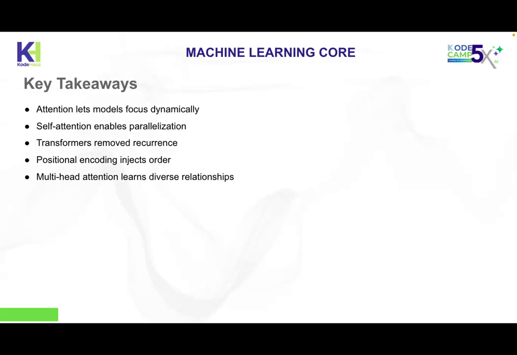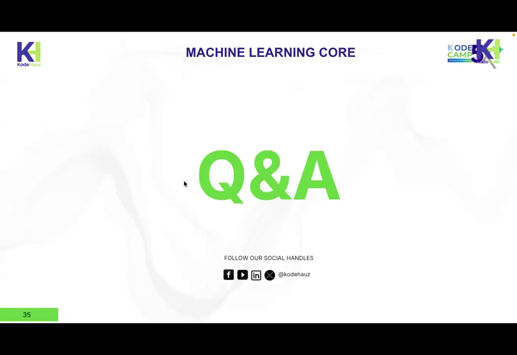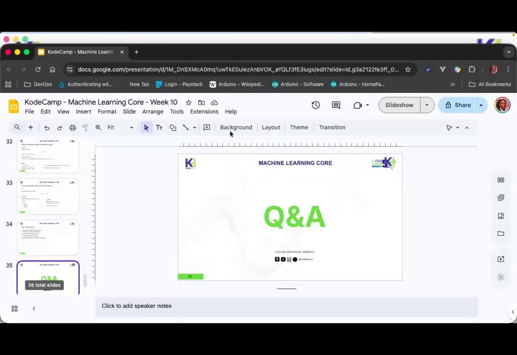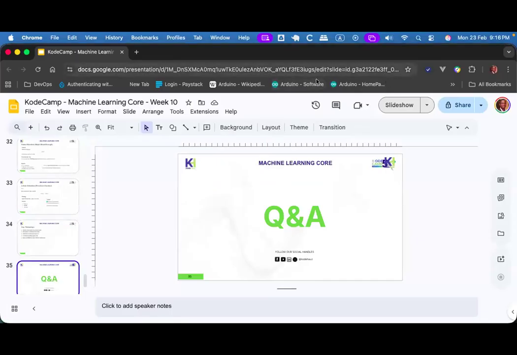So you have to introduce sequence, and the way you do that is using position encoding. And then, of course, the multi-head attention allows you to learn diverse relationships. So that is a summary of our attention and transformer architecture. Are there any questions?